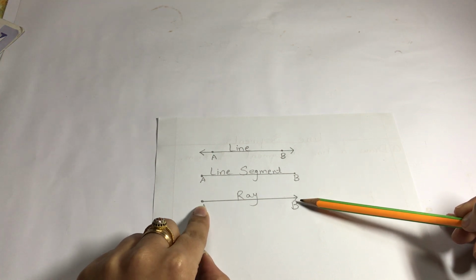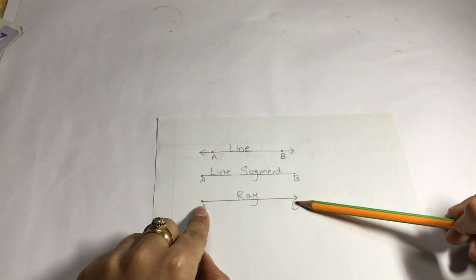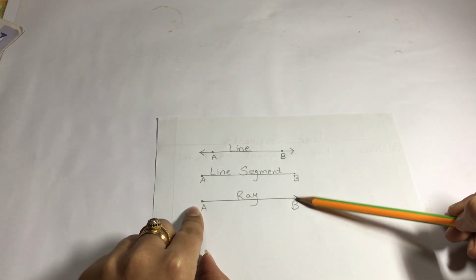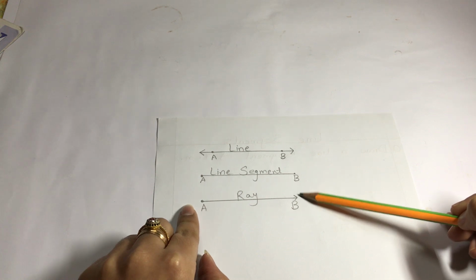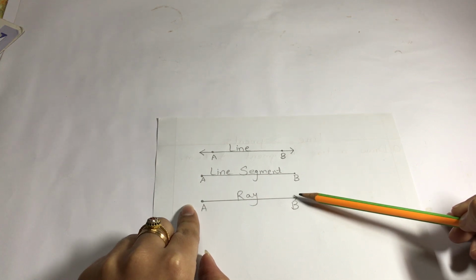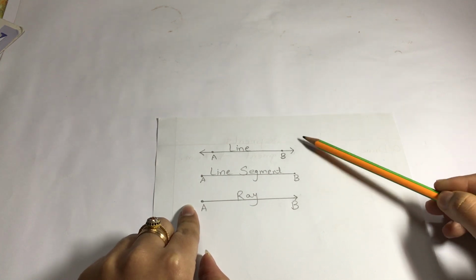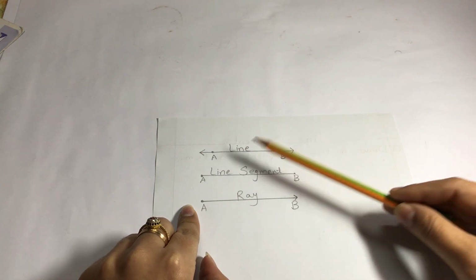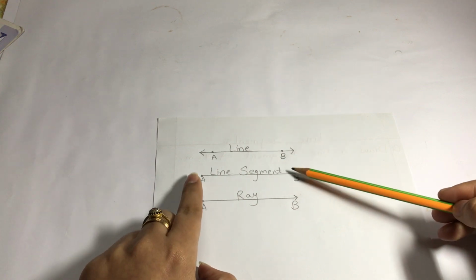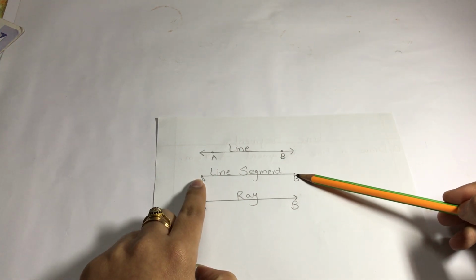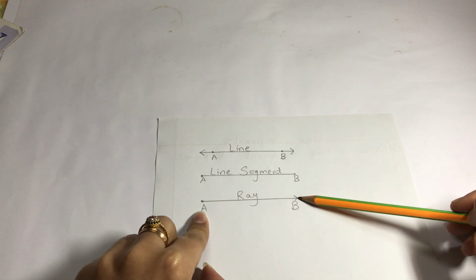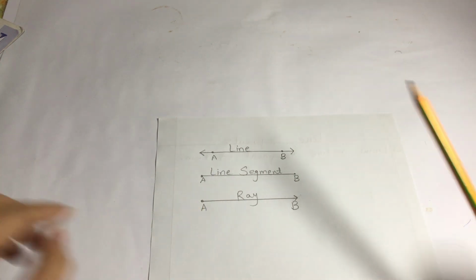The third thing is ray, and how you can identify a ray. In a ray you have one endpoint and you have an arrowhead on the other direction, and that means this ray can be extended in this direction where you have the arrowhead infinitely. So how can you identify? A line has arrowheads on both sides. In a line segment you have endpoints on both sides, and in a ray you have an arrowhead in one direction, right?